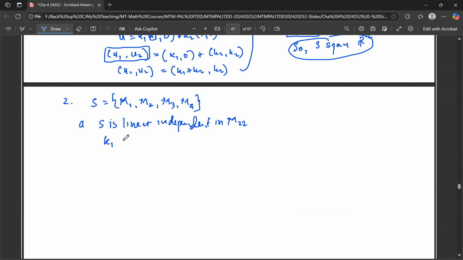The key point is that we must write more than in example one, because our vectors are more than in example one. We have four here, and previously only two. So k1 v1 plus k2 v2 plus k3 v3 plus k4 v4 is equal to 0. In this case, 0 is the matrix 0, 0, 0, 0.